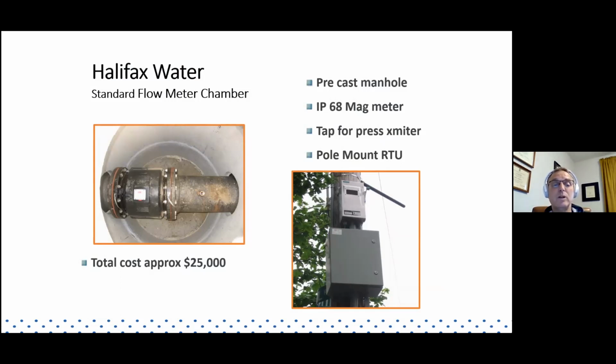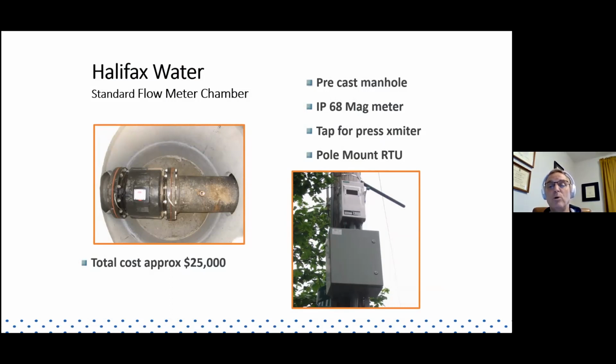We're talking approximately $25,000. It's basically a precast manhole with a mag meter installed. And these are mag meters, of course, that are meant to be immersed in water. So if there's any high groundwater table, they're not impacted. We also show there's a tap there for a pressure transmitter, and you can see that clearly on the pipe. So we also get pressure measurement at the same location. What a novel idea. It's great. It gives us more information and helps us manage our system.